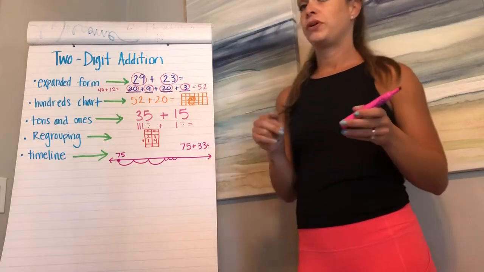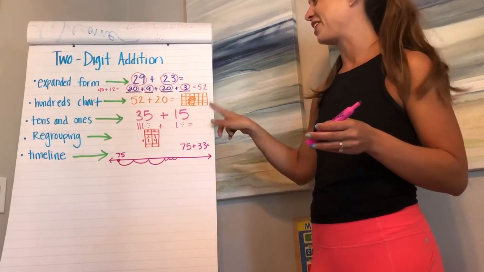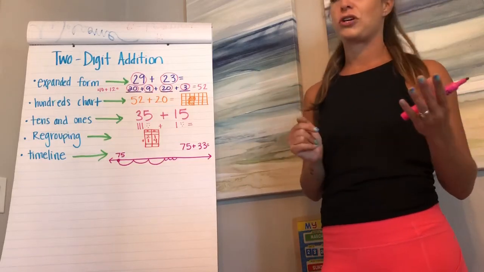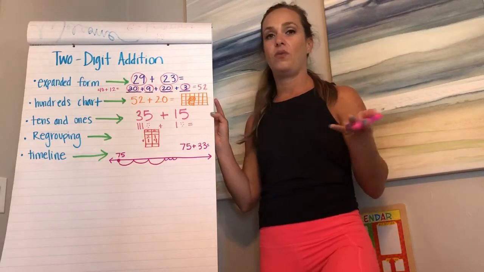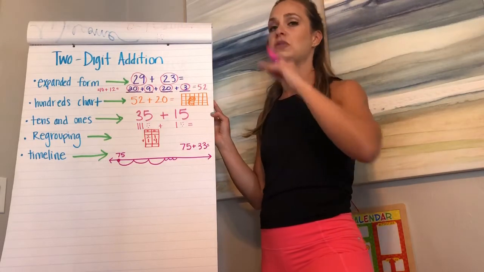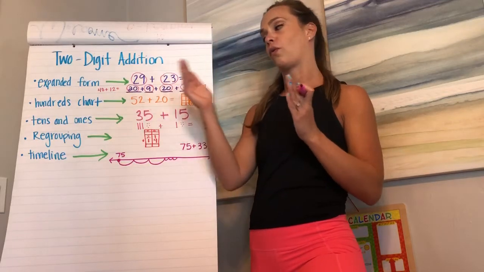The next strategy we're going to go over is the hundreds chart. So this is my little hundreds chart that I drew. I'm sure you can find hundreds charts online if you were to Google search it. This is one that we've practiced multiple times. So using the hundreds chart, we go down for groups of 10 and go over for ones.